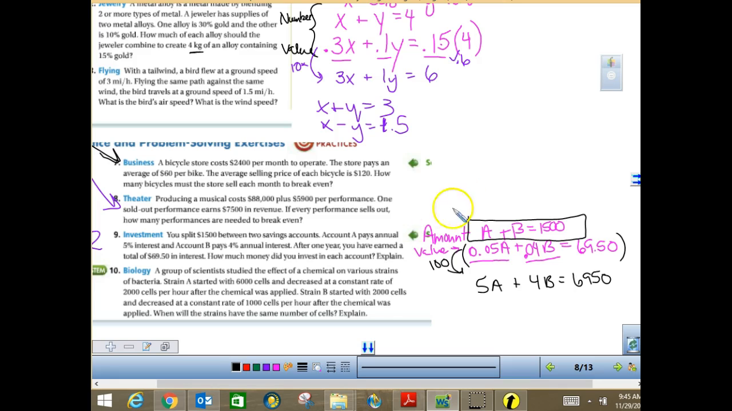Okay. I agree. If you like using substitution, you're going to put maybe A equals 1,500 minus B. Or you might multiply this equation either by -4 or -5 and add them together. I don't care, right? On this test, it doesn't matter to me. It mattered on the quiz. By the way, we will get your quizzes back today in class, okay?